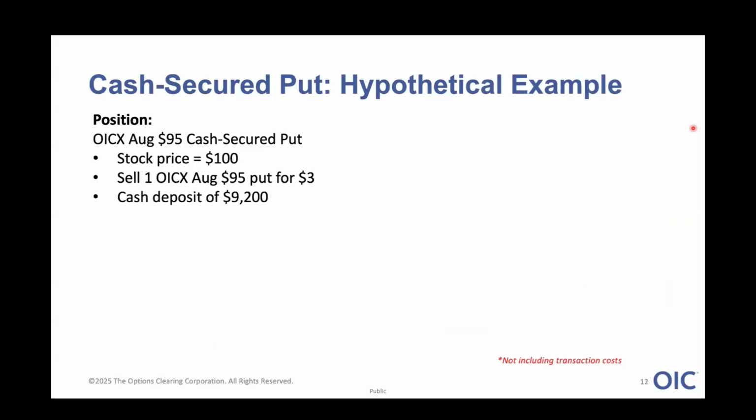All right, so let's look at a hypothetical example. Okay, so here is a stock. It's trading for 100, and maybe we wanted to buy it at 95. The stock ran, and now it's trading at 100.